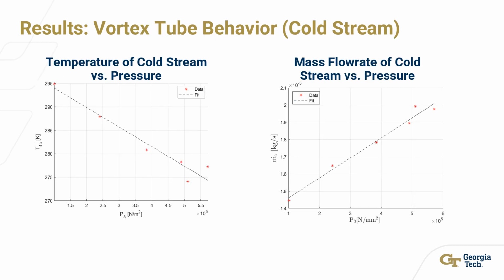In order to determine the behavior of the vortex tube, the relationship between the temperature of the cold stream and its mass flow rate to the same pressure values that were stated previously was experimentally determined at the varying input voltages. Our findings indicate that as the pressure increases, the temperature of the cold stream decreases, while subsequently its mass flow rate increases. We have included these relationships for visualization below.